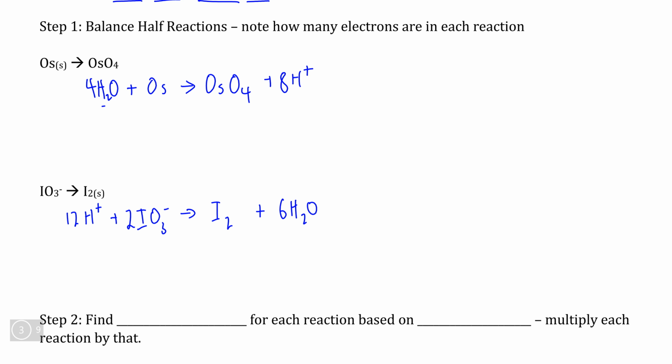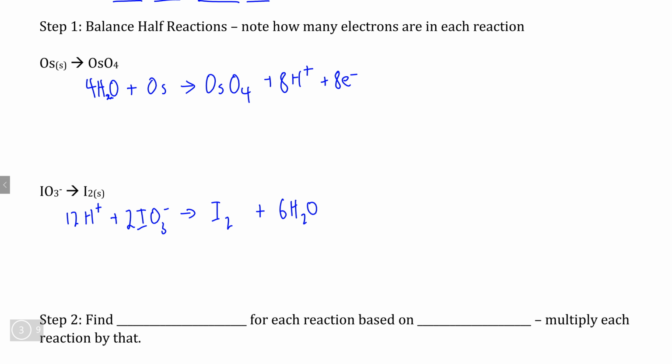The final step in both cases is to balance out the charge. So in the first reaction, we see that our reactants have a total charge of 0, meaning that we need to add electrons to the products in order to cancel out the positive charge from the H+. We have 8 H+, which means we need to add 8 electrons in order to cancel this charge.